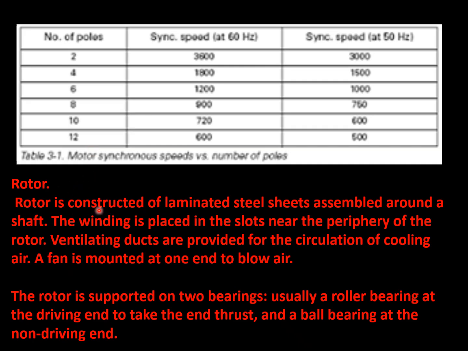Now, the rotor is constructed of laminated steel sheets assembled around a shaft. The winding is placed in the slots near the periphery of the rotor. Ventilating ducts are provided for the circulation of cooling air. A fan is mounted at one end to blow air. The rotor is supported on two bearings, usually a roller bearing at the driving end to take the end thrust and a ball bearing at the non-driving end.